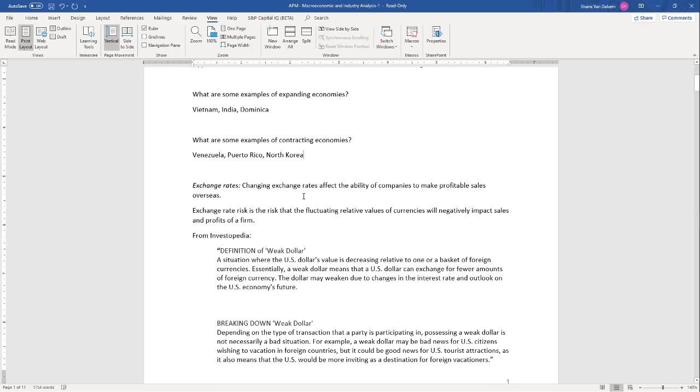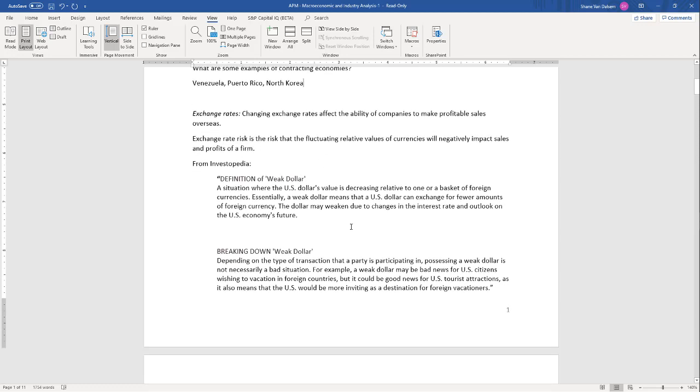Changing exchange rates affect the ability of companies to make profitable sales overseas. Exchange rate risk is the risk that fluctuating relative values of currencies will negatively impact sales and profits of a firm. So from Investopedia, we're going to talk a little bit about what a weak dollar and what a strong dollar is.